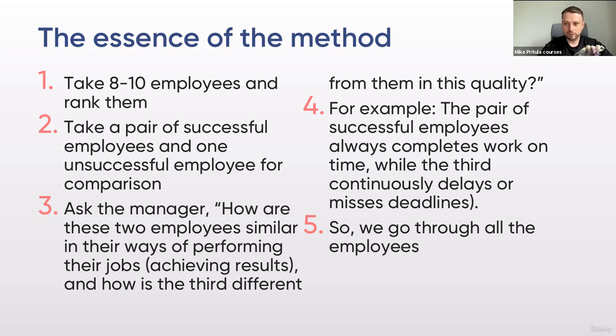And so we go through all the employees. We go through the next one, first, second, then third, fourth, and so on, comparing each to the one below. The plus point of the method is that the manager imagines specific people. It's not just abstract concepts of what the best salespeople have in common and how the worst differ. He doesn't need to imagine anything. He takes specific employees like Sasha and Petya and looks at what they have in common. Then he takes someone like Vasya and sees how he's different. For the manager, these are real people with specific behaviors he has observed, so he provides very accurate information.